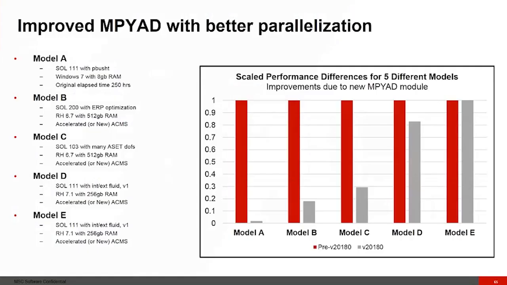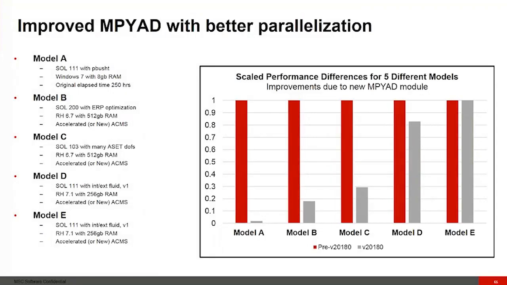Here you can see the chart. We have several models that we are comparing, pre-version 2018 in the red versus the version 2018, and you see how we have gained a lot of performance. So for example, in Model A, we have a solution 111 with P-Bush-T. This was run on Windows 7 with 8 gigabytes of RAM, and the original elapsed time was about 250 hours in pre-2018, and we have reduced that to about 2 to 3 hours. So you see a significant performance improvement.